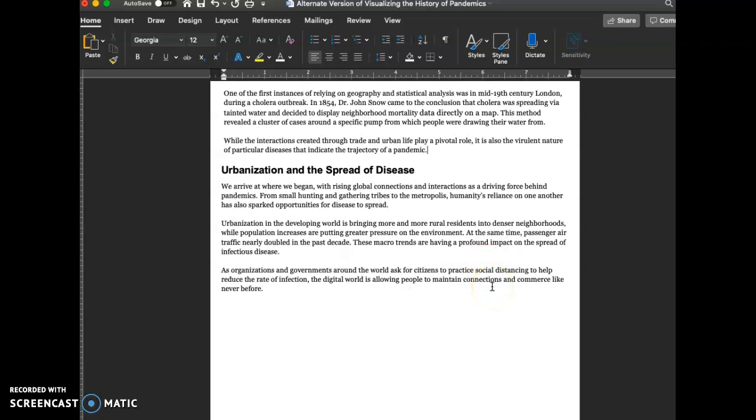Urbanization and the spread of disease. We arrive at where we began, with rising global connections and interactions as a driving force behind pandemics. From small hunting and gathering tribes to the metropolis, humanity's reliance on one another has also sparked opportunities for disease to spread.